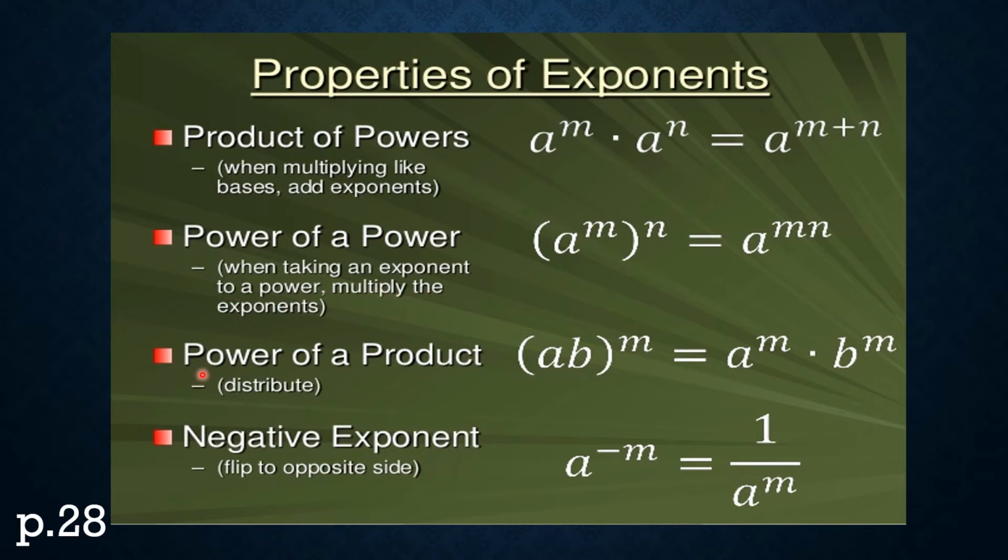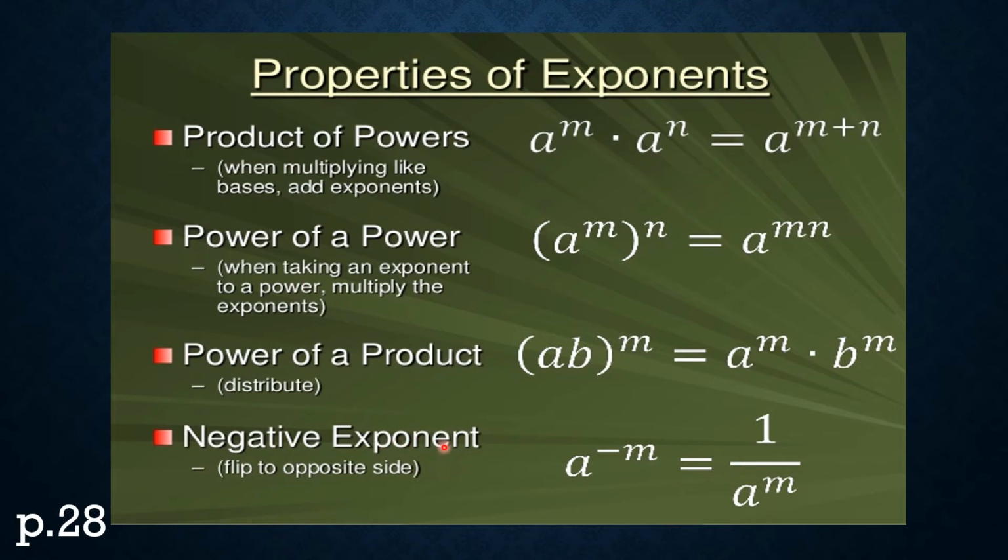The third one, power of a product, distribute. I told you before about distributing, when you group these two things. Here we have a and b, which are two different numbers, not the same base. So you will give m to a and also give m to b, like a distribute. It will be a power m and also b power m. These are not the same base. So this is the solution.